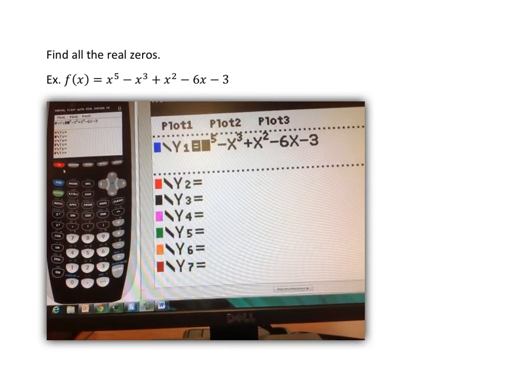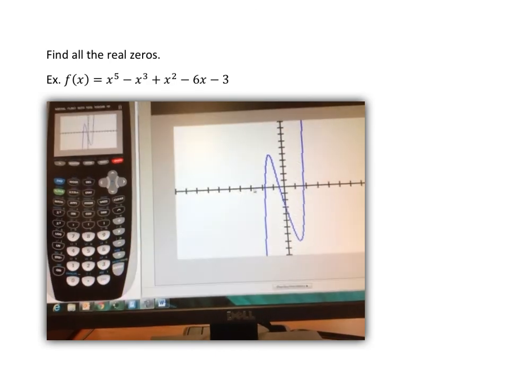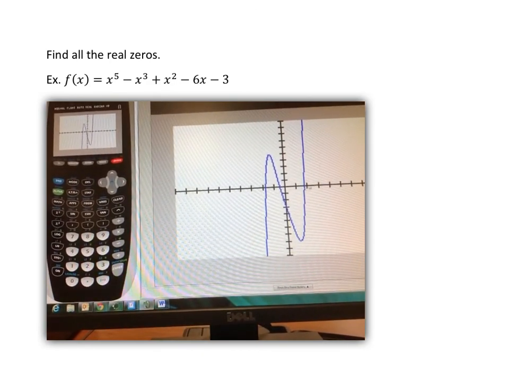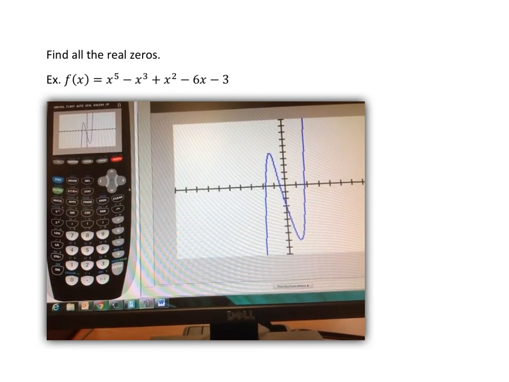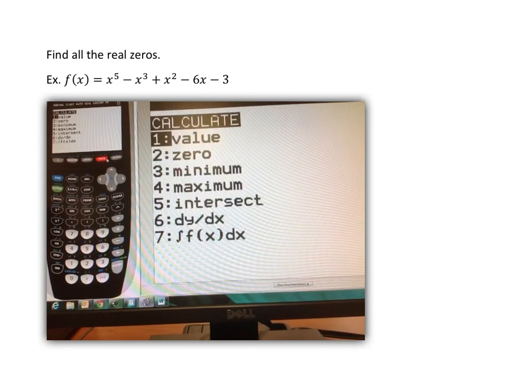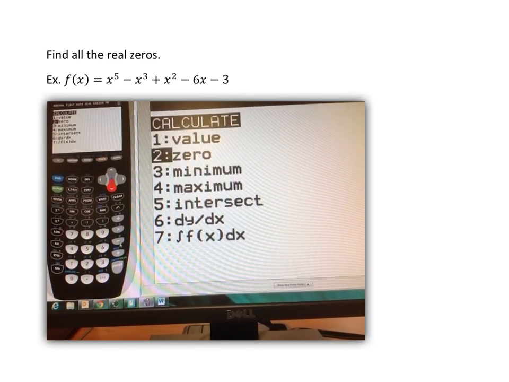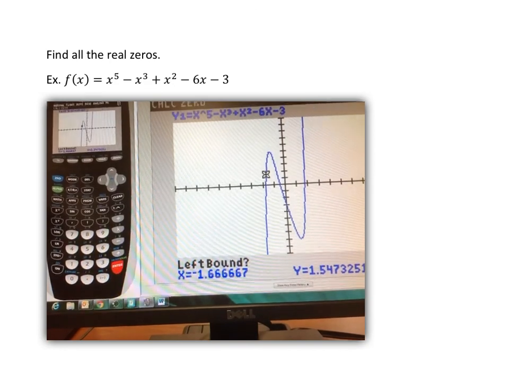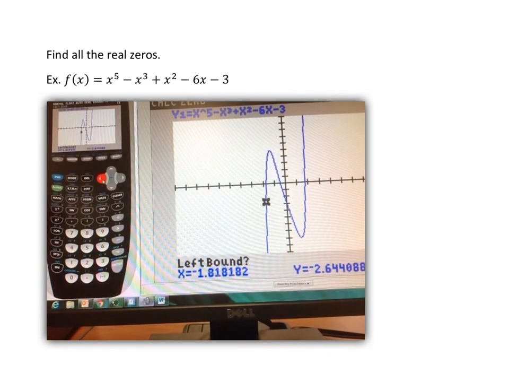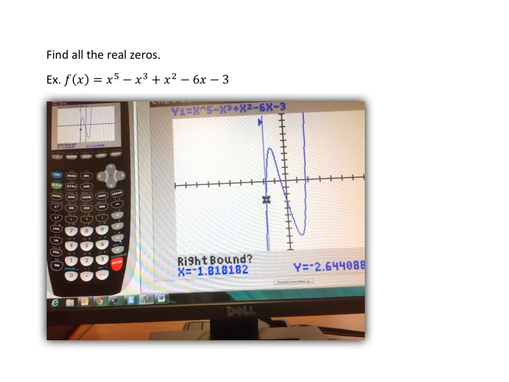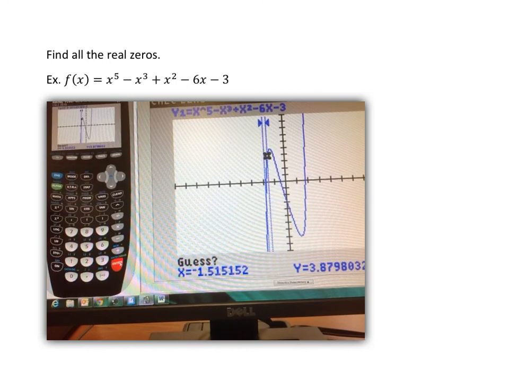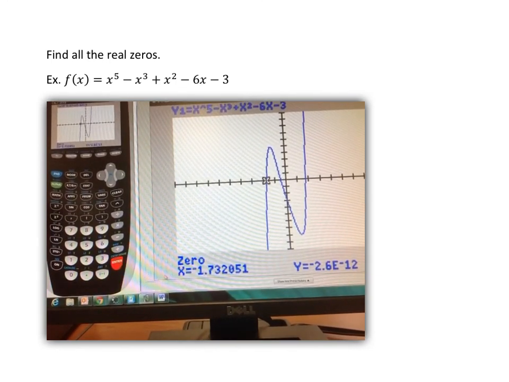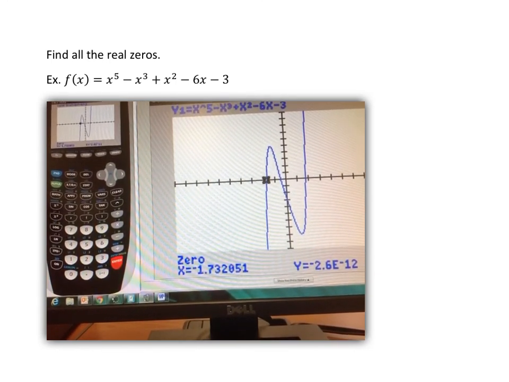Okay, so I have put my polynomial into my y equals. I'm going to hit graph to see what this looks like. I can see that there are 3 zeros I need to find. I'm going to work on finding this furthest left one. Go to second, trace. You are looking for a zero, so you want the second option. I'm going to arrow over until I am to the left of that zero and press enter. I'm going to go to the right until I'm to the right of it. Press enter, and one more time. So I'm going to list this zero as negative 1.73.